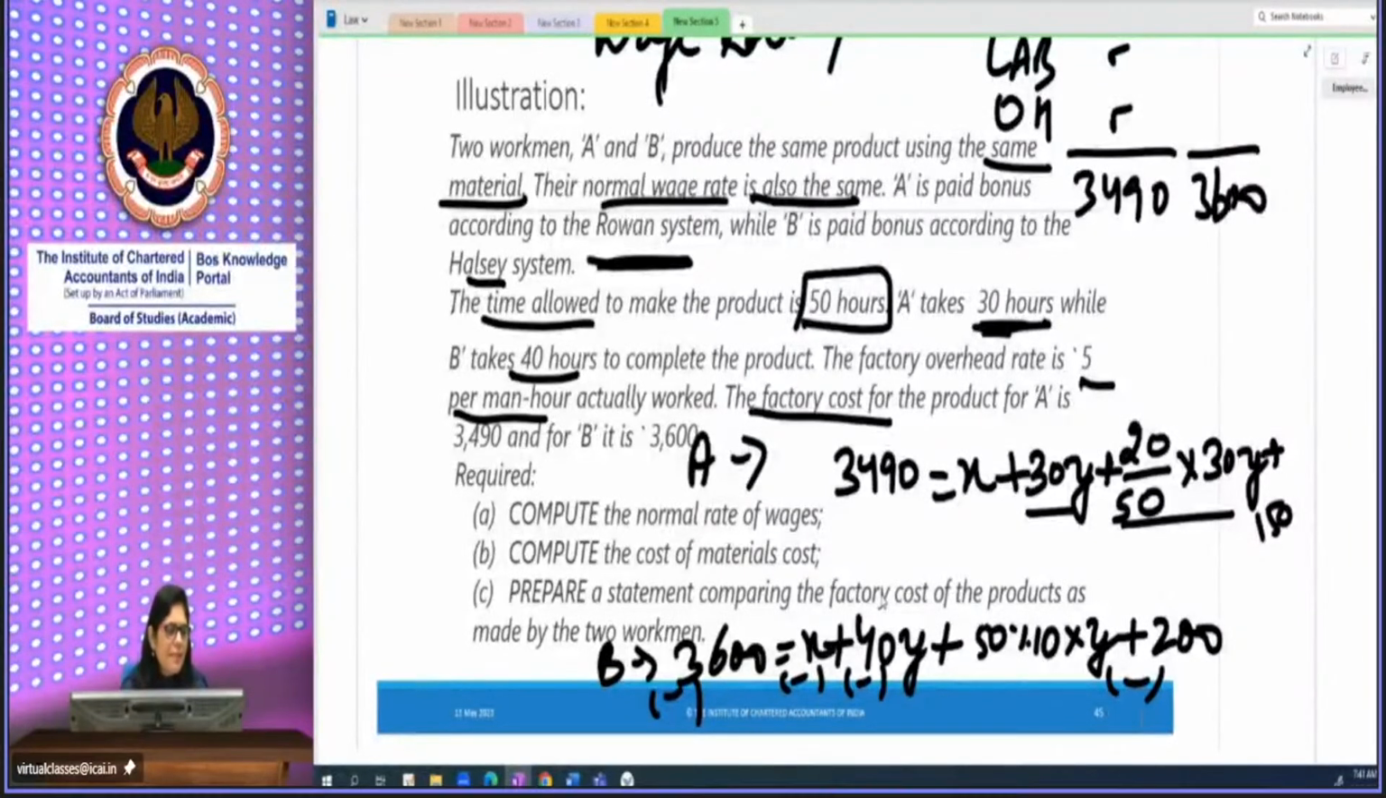No. Material cost is 2500. Material cost is X. What is Y? Y is 20. So 20 means Y means the rate per hour is 20. Rate per hour. The labor rate per hour is 20, not labor cost. Labor cost means the total cost. So Y is actually the wage rate per hour. The labor rate per hour is Y, and that is 20. So Y is 20. Now once you get Y as 20, you calculate the value of X also, which is the material cost. All right.